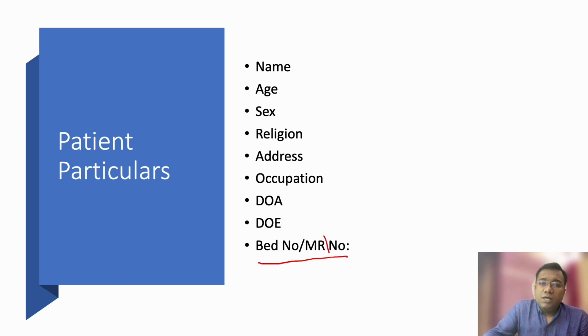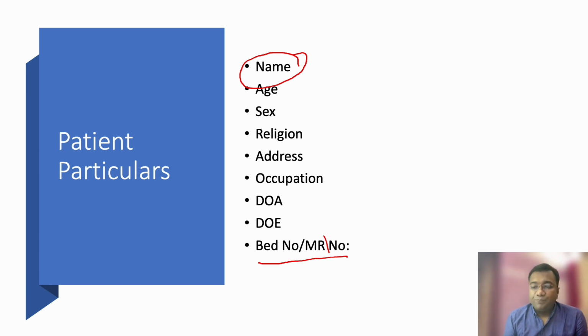Now let us come one by one. Name. Why is the name important? Each and every point has some clinical importance. You need to understand that the name not only indicates the identification, but you can also see the religion of that patient from the name. And you need to address the patient. Whenever you go to examine the patient, you need to address the patient: Mr. Such and such, I'm going to examine you. So that address you need to make.